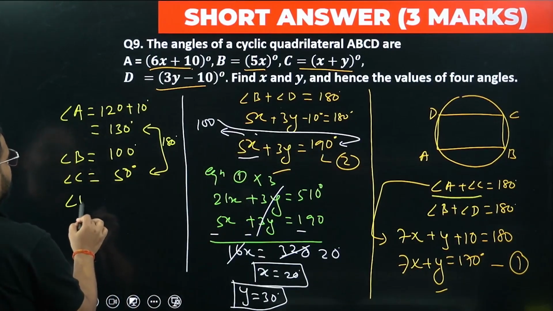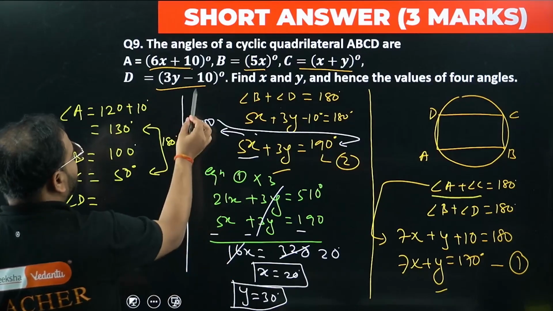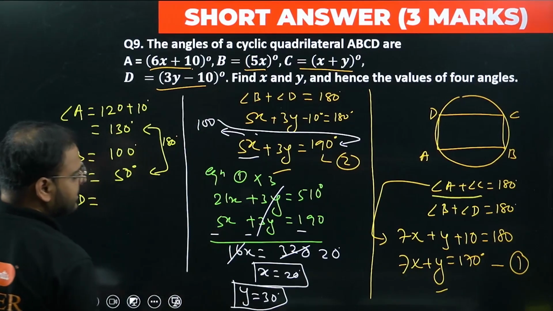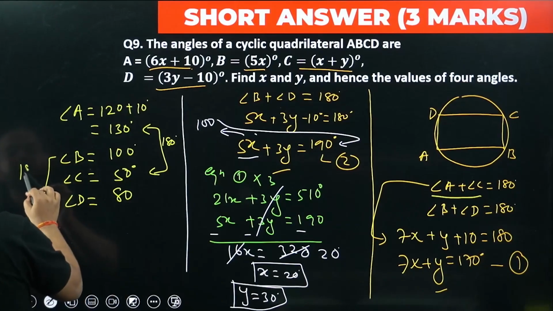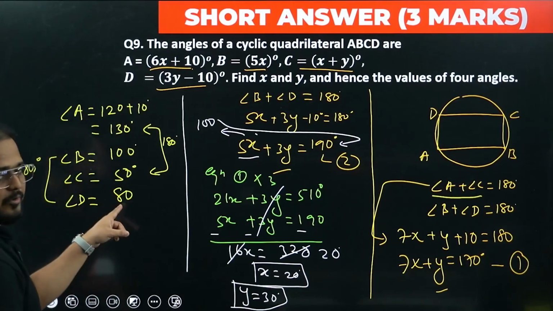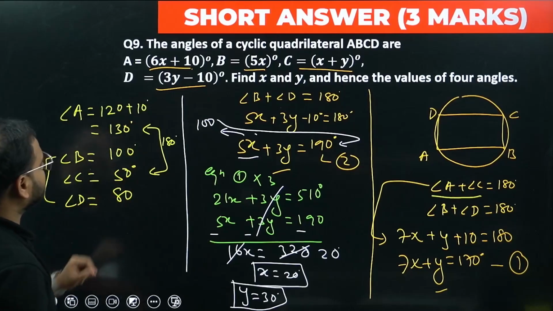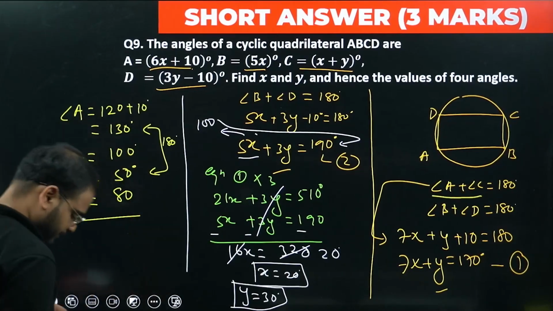Let's do for angle D. Angle D is how much? 3y minus 10. 3y is how much? 3 times 30, that is 90. Minus 10 is how much? 80. Please cross check these two also. Again, you're going to get what? 180 degrees. 100 plus 80 is 180 degrees. Again, 130 plus 50 is 180 degrees. This is your final answer.